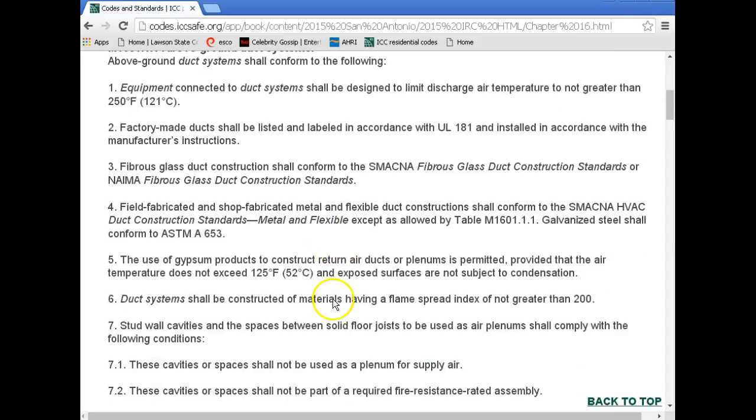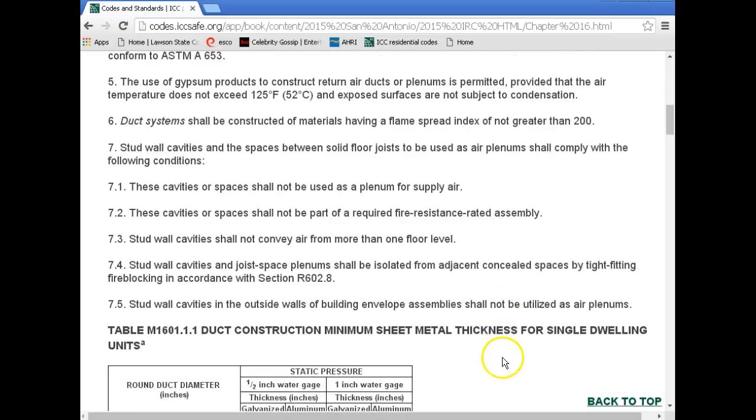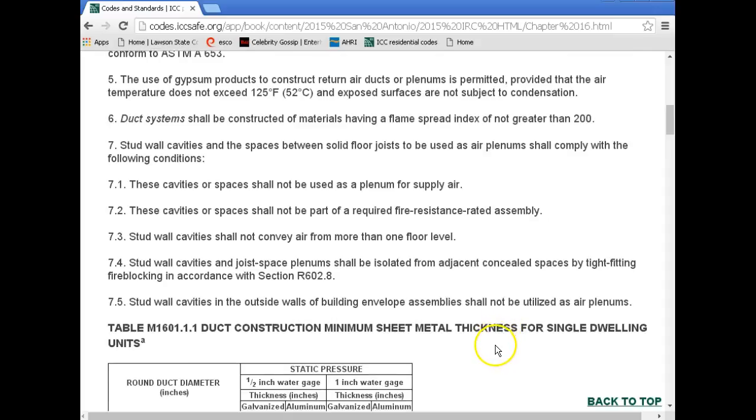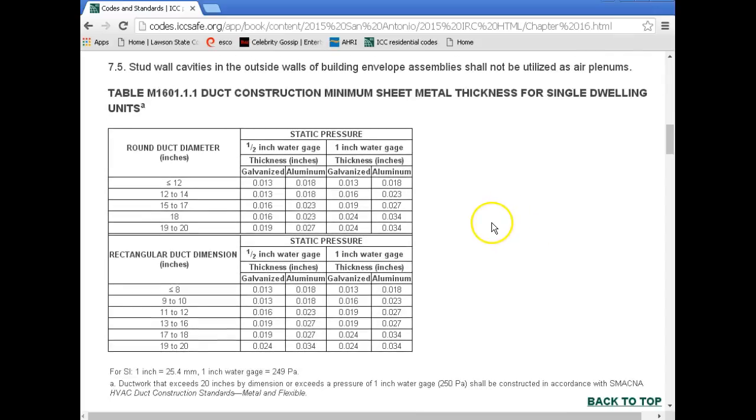Anything else here? No materials having a flame spread index of greater than 200. If you're going to use stud wall cavities between solid floor joists, they've got to comply to the following. You're not going to do that anyway. Duct construction, minimum sheet metal thickness for single dwellings. All right, now this has changed.